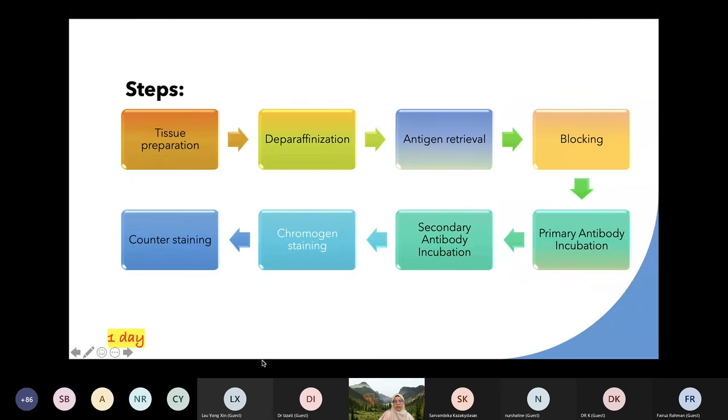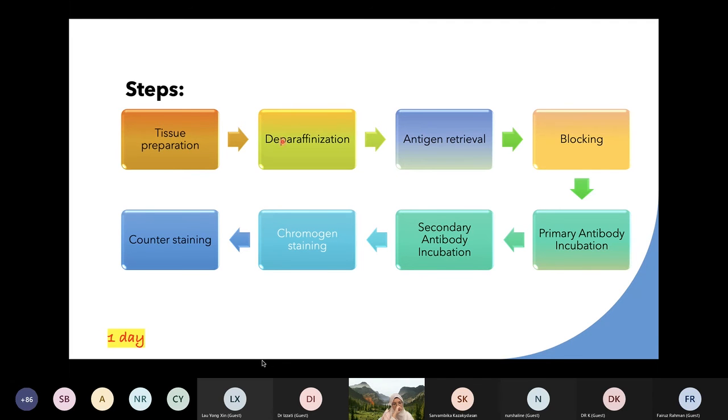it highlights the smooth muscle of vascular channels in the lesion. For IHC staining, we will need another day to complete as the steps and procedures involved are quite tedious and complicated. So for tissue preparation, unstained sections from the tissue block will be kept in the incubator, usually overnight, at 60 degrees Celsius.